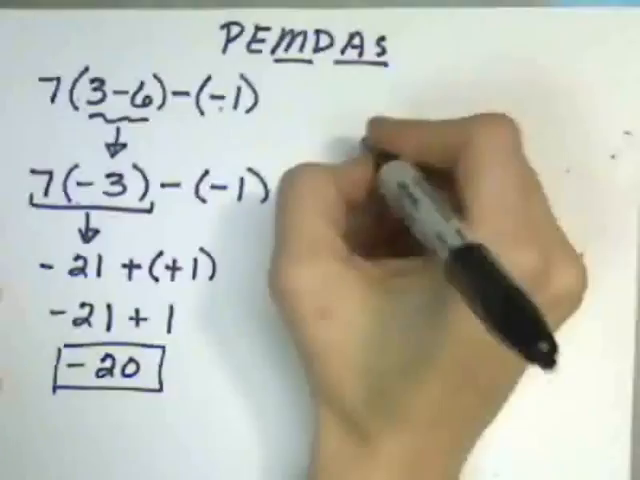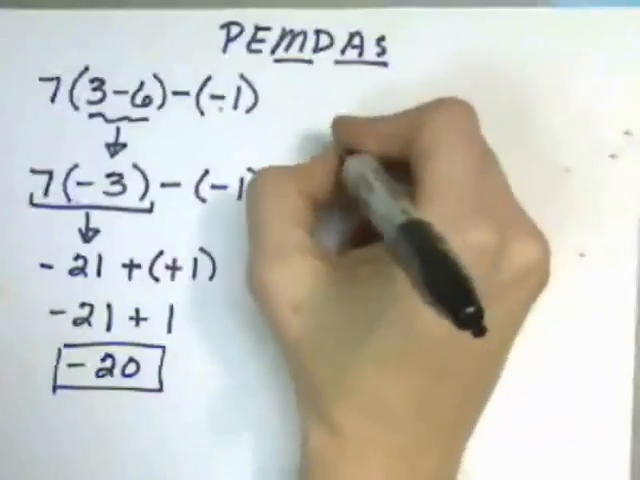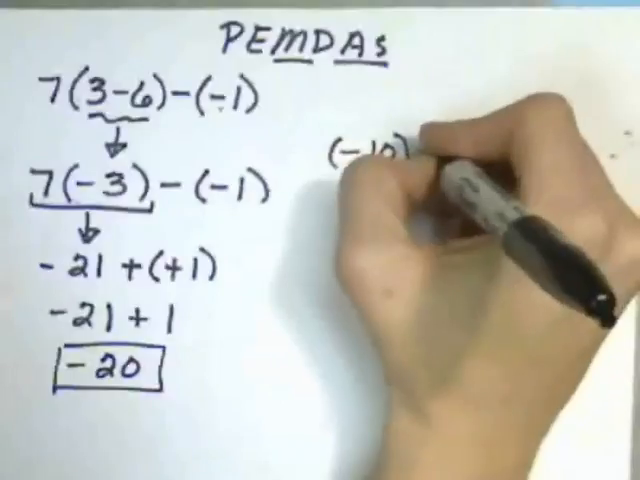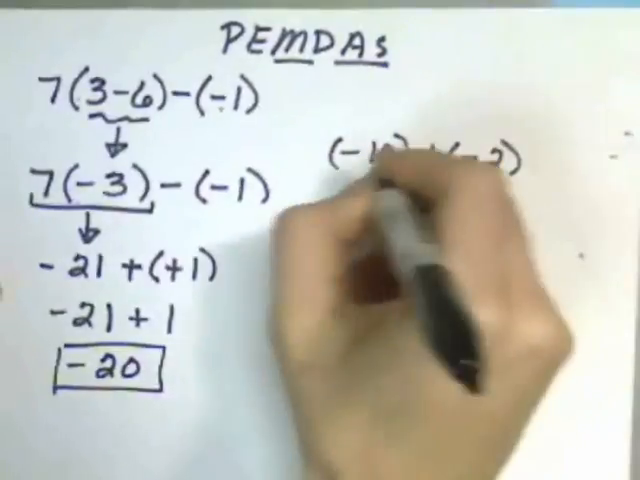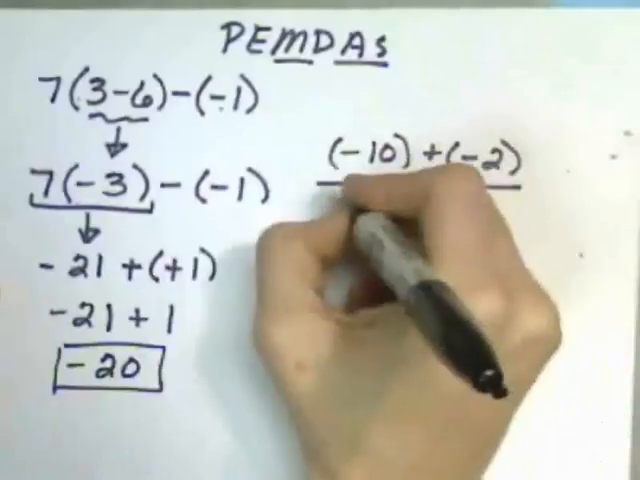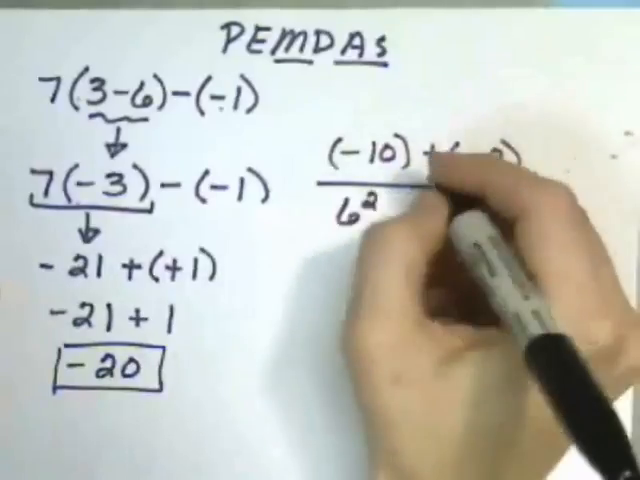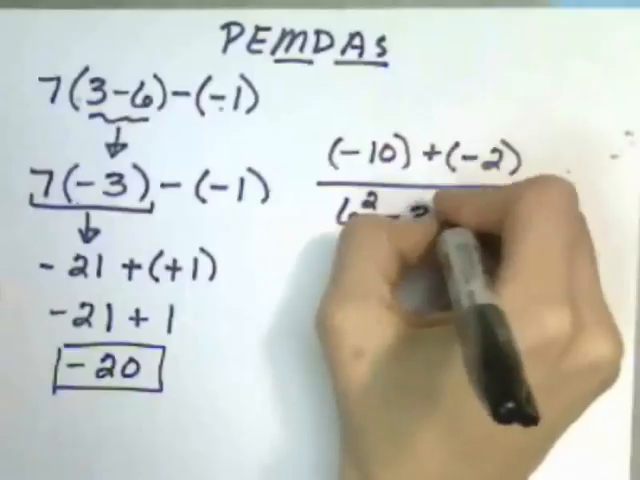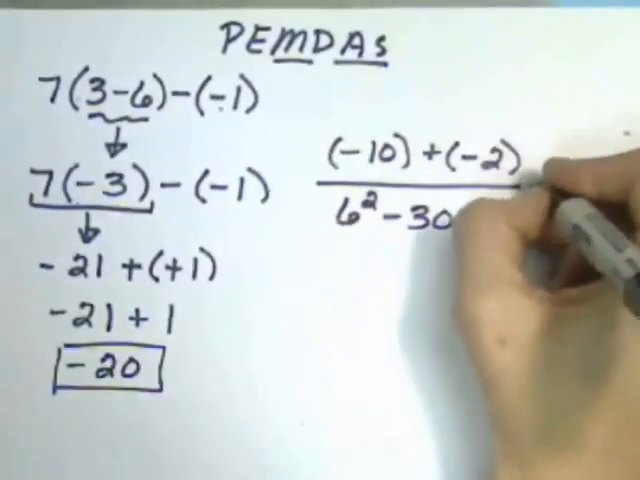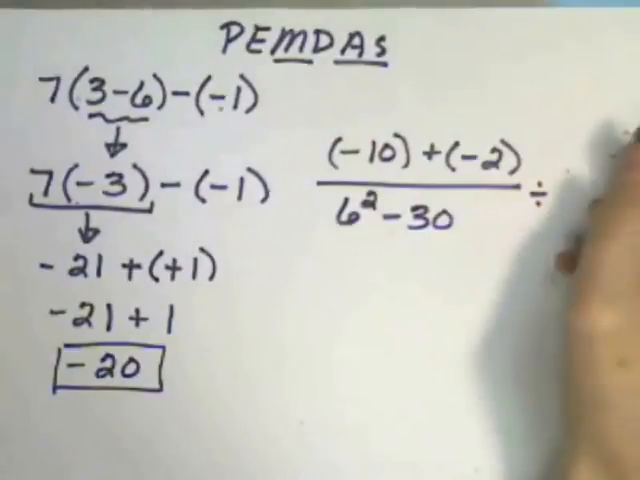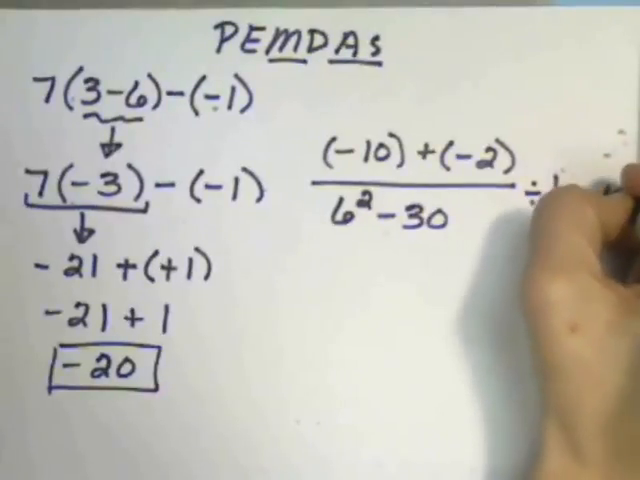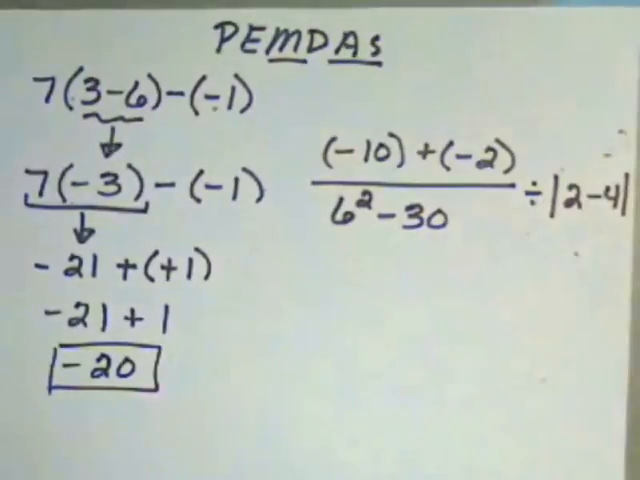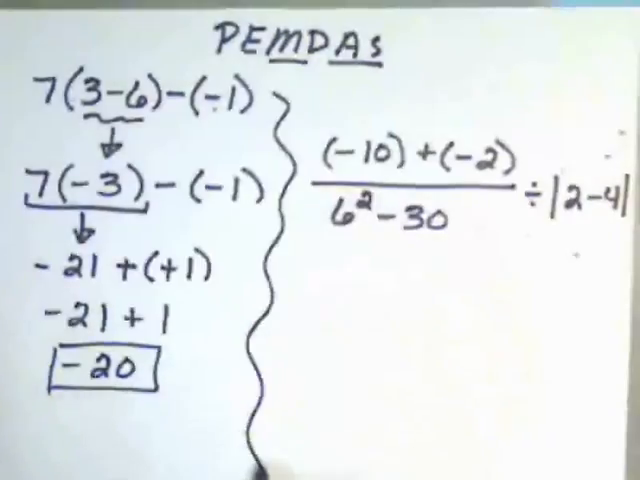Let's say you had negative 10 plus negative 2, divided by 6 squared minus 30, divided by absolute value of 2 minus 4. This is a separate example. I'm going to do this so that you can see it better.